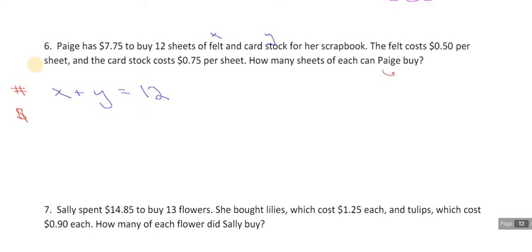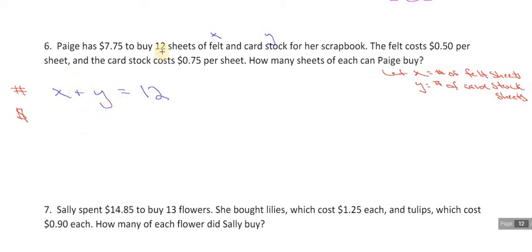Okay, so let's also define the variables. Let X equal number of felt sheets and Y equal number of cardstock sheets. Okay, so quantity-wise, number of felt plus number of cardstock needs to equal 12.